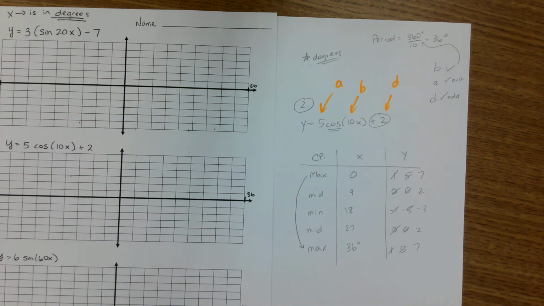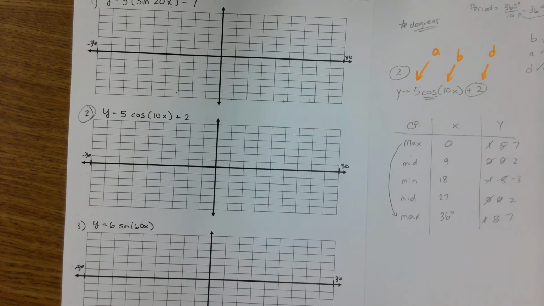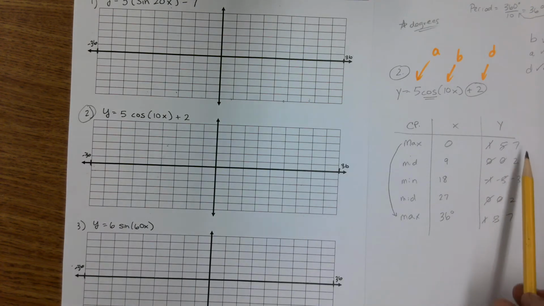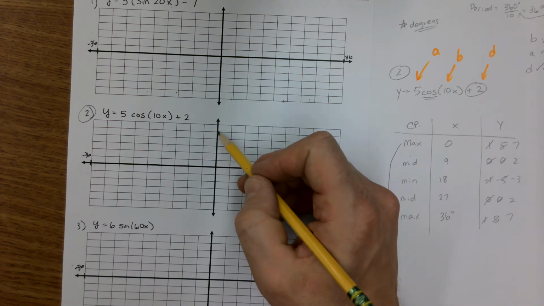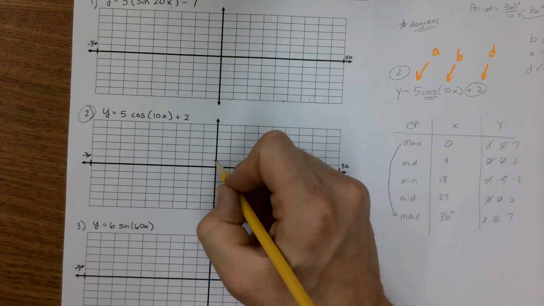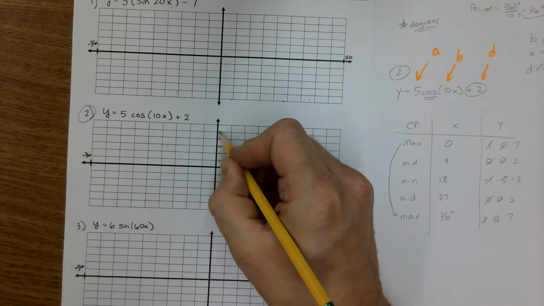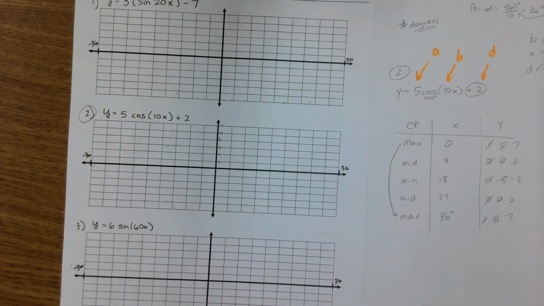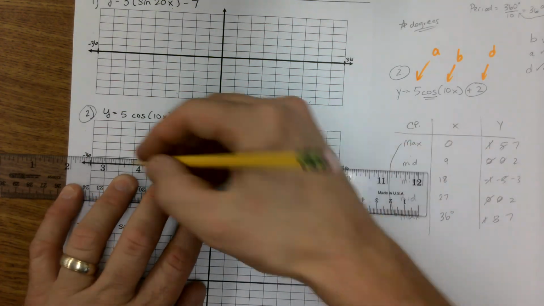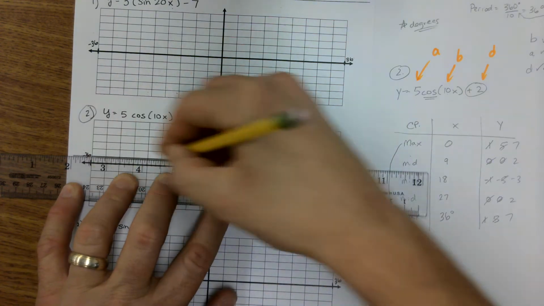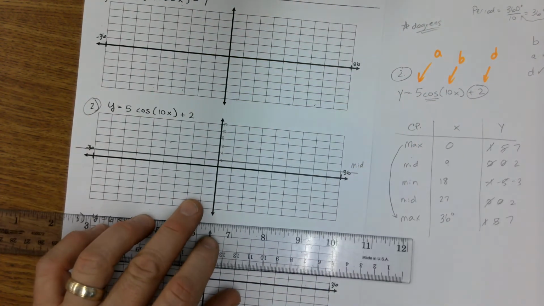So let's go ahead and graph it. If I pull up my graph paper here, I'm going to first start off by drawing the midline and the maximum, but this only goes up to 6. So let's count by 2s: 2, 4, 6, 8, 10, 12. All right, let's do the midline. The midline is at 2. So I'm going to draw the midline here, and there's the midline.